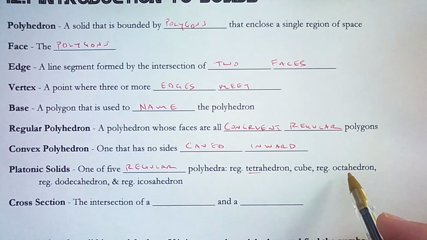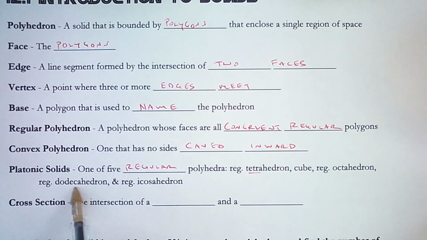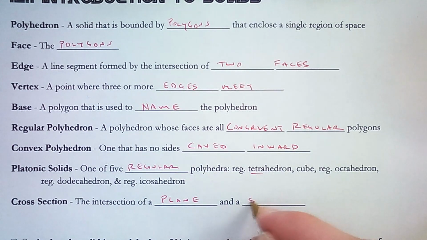So these are regular polyhedra, which means they qualify as one of the Platonic solids. The regular octahedron, so that's going to have 8 polygons on it. A regular dodecahedron would have 12 polygons, and a regular icosahedron would have 20. And our last vocabulary term here is cross-section. That is the intersection of a plane and a solid.